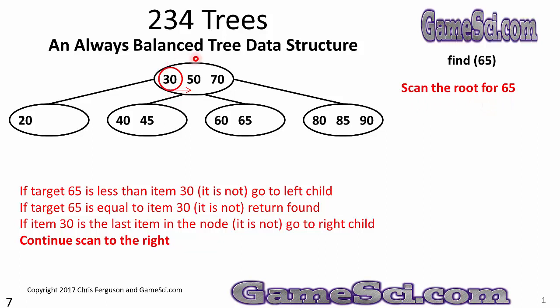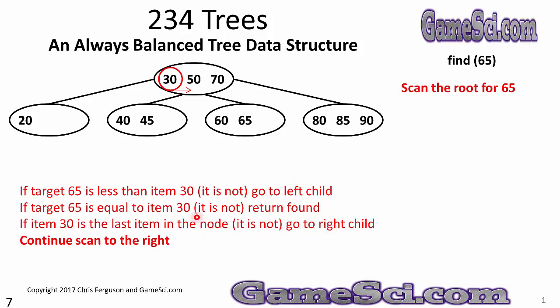I'm going to start here at the first item in the root, 30, and make a decision on what to do. If the target 65 is less than the item 30, it is not. I would have gone to the left child, but 65 is not less than 30. If the target 65 equaled the item 30, that's not true either, but if it did, I'd return found. I found my data. If the item 30 is the last item in the node, once again, it's not, I'd go to the right child.